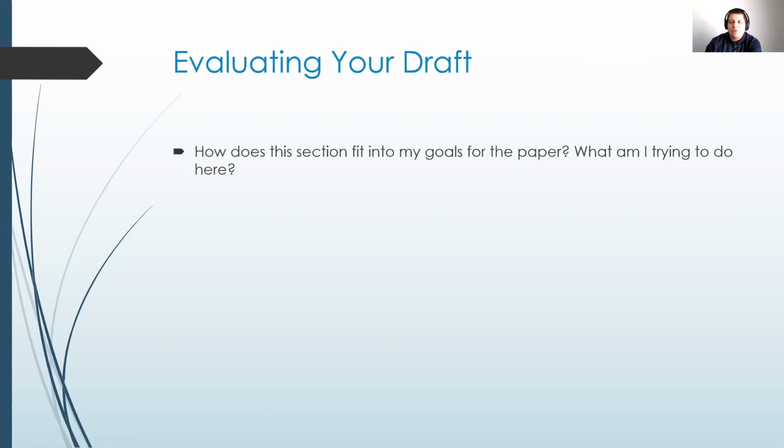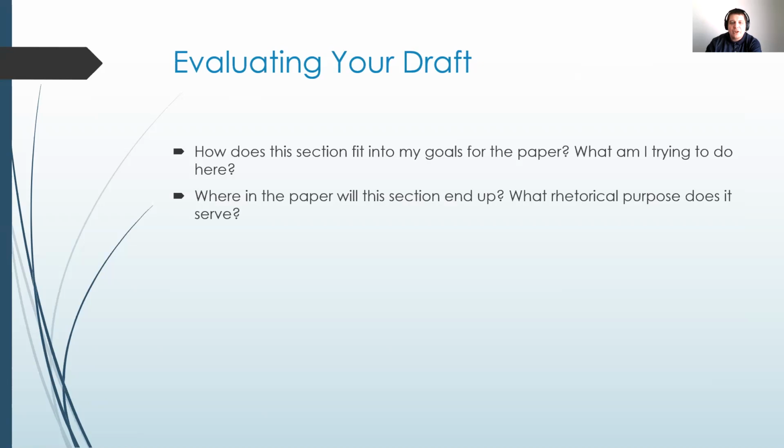First, think of ways to break down your paper into sections and ask, how does this particular part fit my particular goals for the paper? What am I trying to do in this part of the paper? Where's this going to end up? Don't just think of the content, think of the rhetorical purpose, because that might vary depending on where in the paper you put it. Are there particular expectations for the format or the structure?